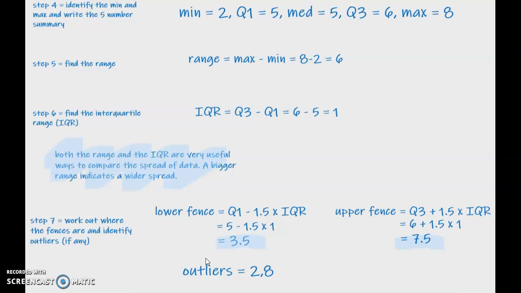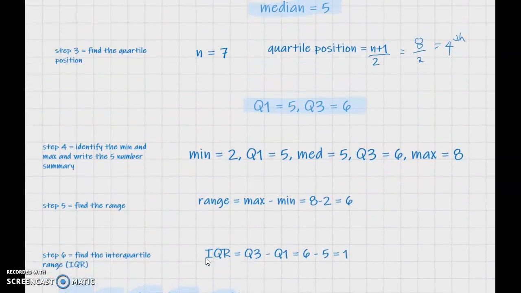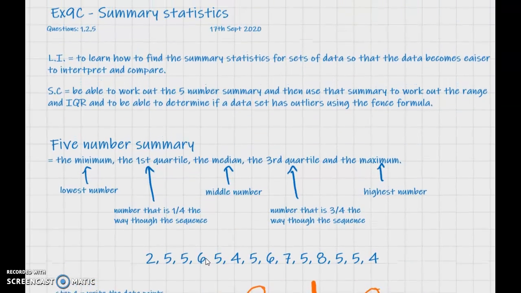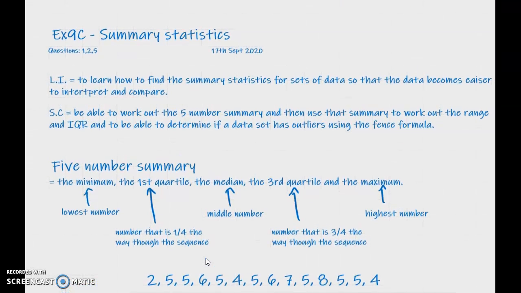As I said earlier, next lesson, which I think is after the school holidays, you're going to be using this information to make box and whisker plots. Alrighty, so you should now be able to work out the 5-number summary and use that summary to find range, interquartile range, and outliers. All right, thank you guys.